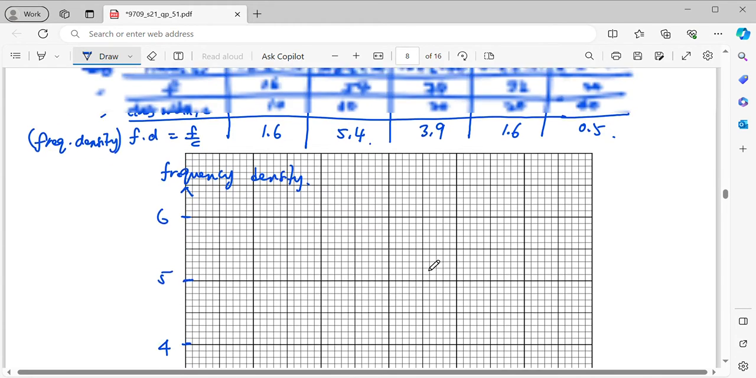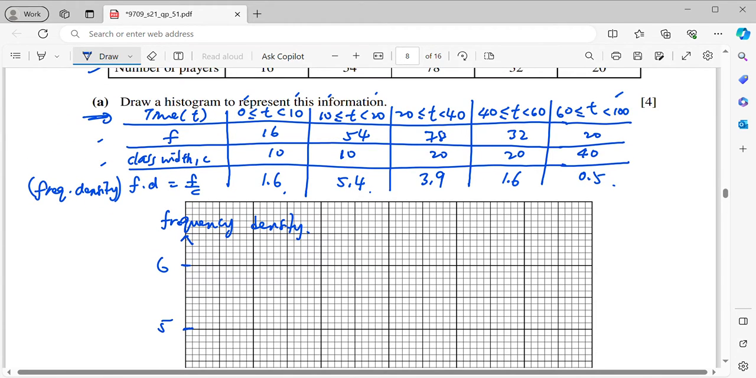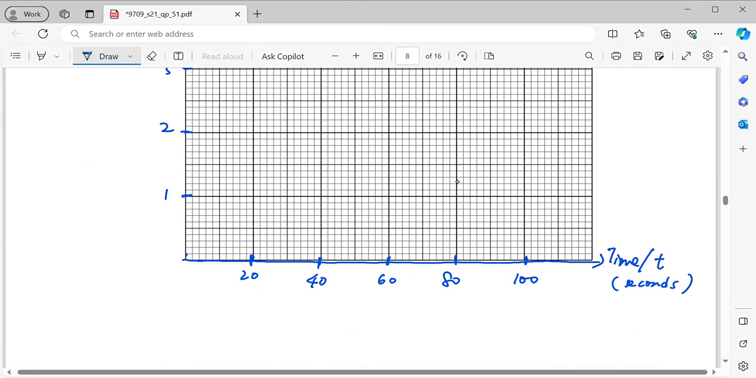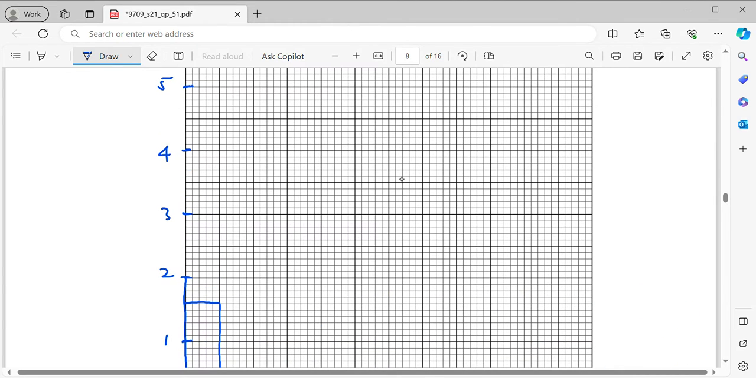Okay, so now when 0 to 10 is 1.6. So 1.6 here is 0. So 0 to 10 here is going to be 10. 1.6 here is 1. That means here is 1.5. So 1.6 is somewhere here. Right. So when you draw, please use a ruler so that it is a straight line.